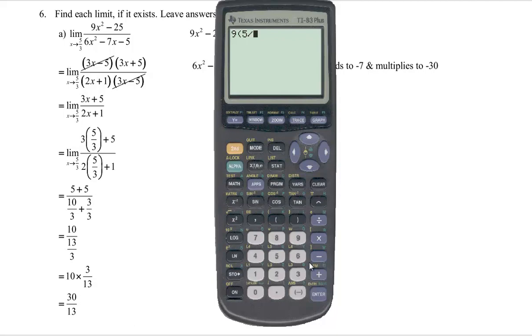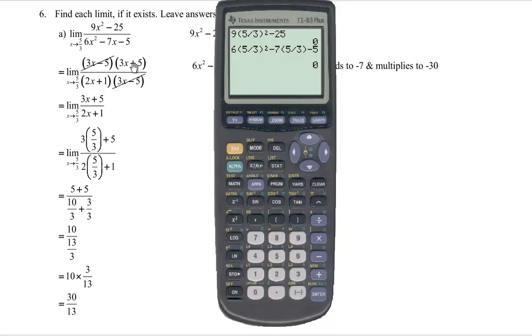If I substitute 5/3 in place of x here, my numerator works out to 0, and in the denominator, same idea, 5/3 squared, minus 7 times 5/3 minus 5. I get a 0 again. So we can't substitute 5/3 in place of x to evaluate, because we get that indeterminate form, 0 over 0.